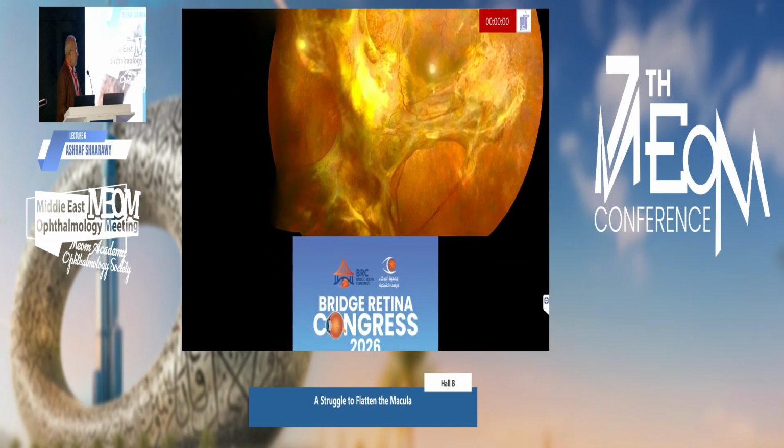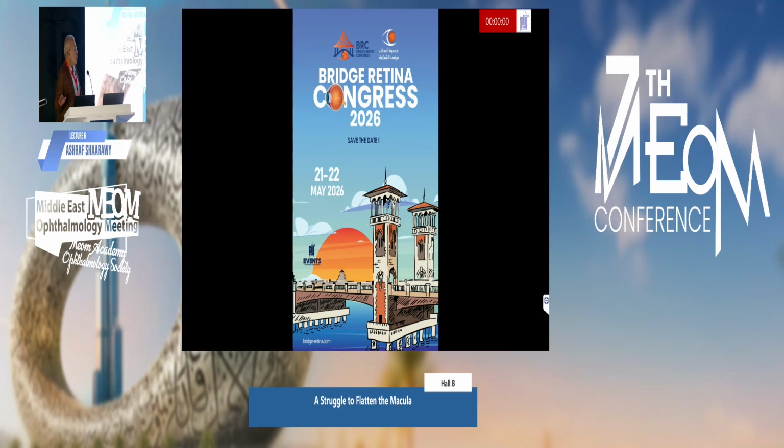Now, the question is, do I remove the inferior retina for the sake of attaching the fovea, or do I just leave the patient at this point, or do I go to what I usually call silicone oil exchange?